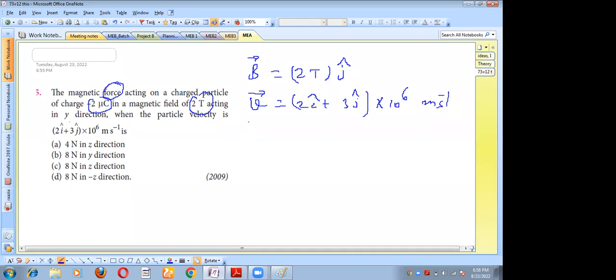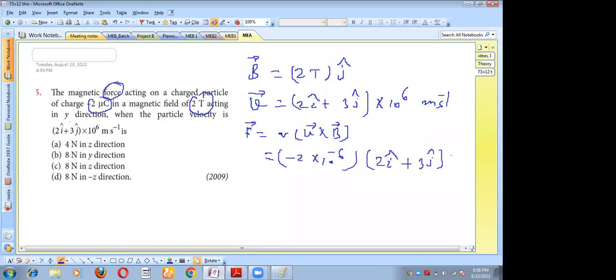It's very easy. We apply the same formula. Force is q into v cross B, and we put in the values. What is the charge? Minus 2 microcoulomb, it means minus 2 into 10 to the power minus 6. And what is v cross B? So, here we put the value of v, (2i + 3j) into 10 to the power 6, cross product with B, B is 2j.